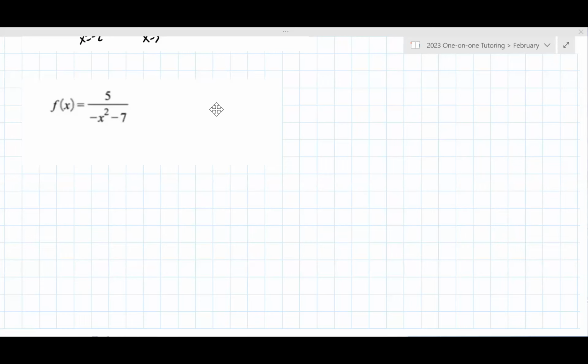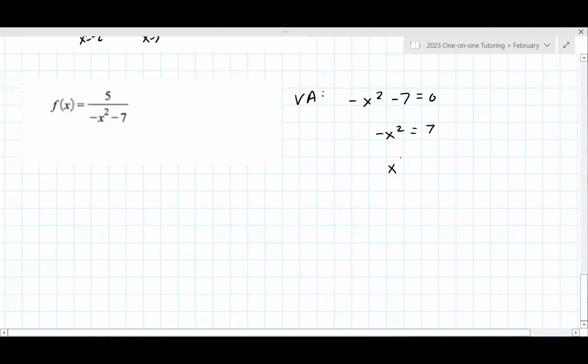It's the same steps as for vertical asymptotes here. Let that load up. You set the bottom equal to 0. But this time you get minus x squared equals 7, so x squared equals -7. And this is no solution. There's no situation where you square a number and get a negative. So there is no vertical asymptote in this one, but there is a horizontal.